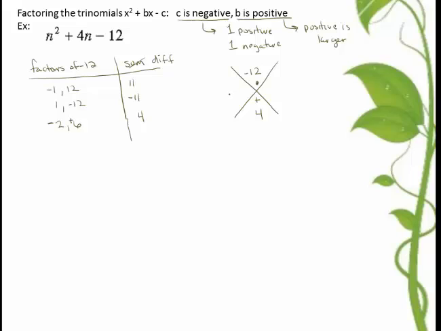And again, I start thinking of factors of 12 and their difference. Okay, 1 and 12, the difference is 11. 3 and 4, the difference is 1. 2 and 6, the difference is 4. And I say, okay, I want 6 to be positive and 2 to be negative. So I factor this as x plus 6, x minus 2.